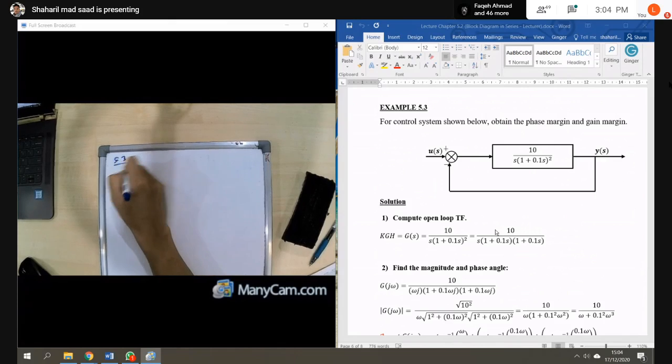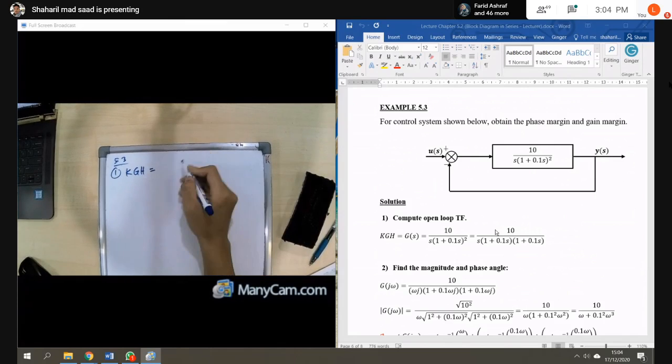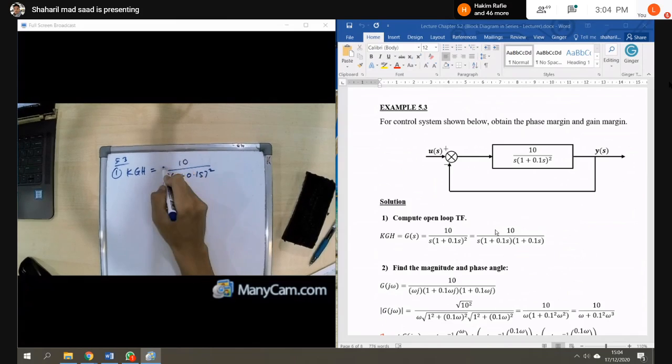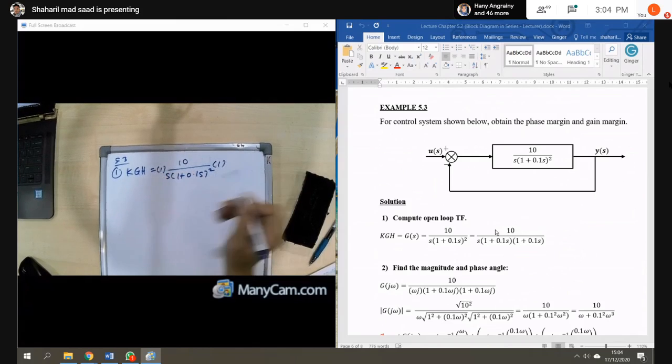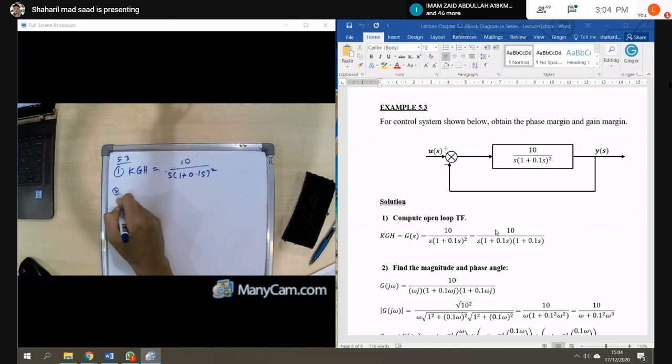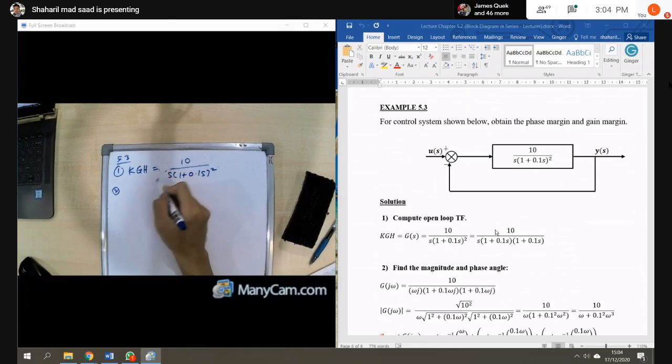For 5.3 here, first find the kGH. 10 over s(1 + 0.1s) squared. Of course, this one we multiply by 1 because k equals 1 and h equals 1. And then after that you need to find out the Tmax and Tmin here.